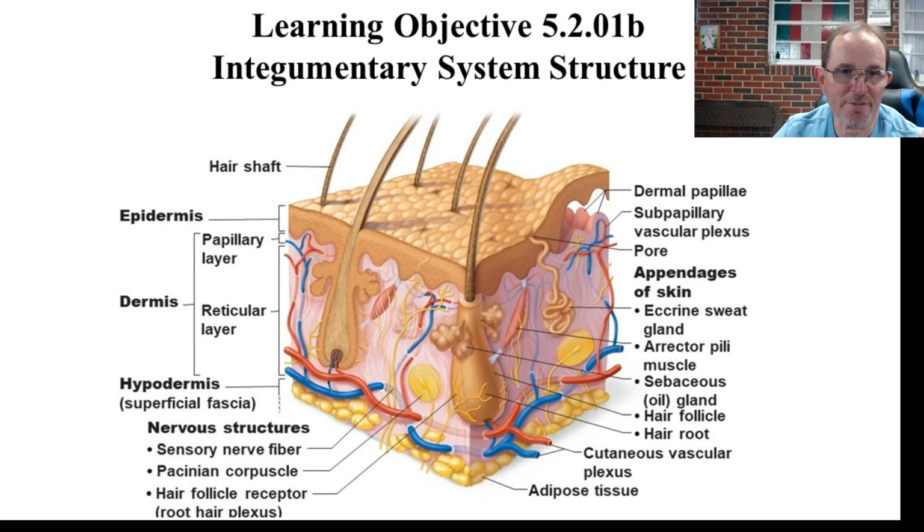We've got two layers. We've got the papillary layer next to the papilla. That's the areolar tissue. It's about 20% of the dermis. The reticular layer is 80% of the dermis, and it is dense irregular connective tissue.